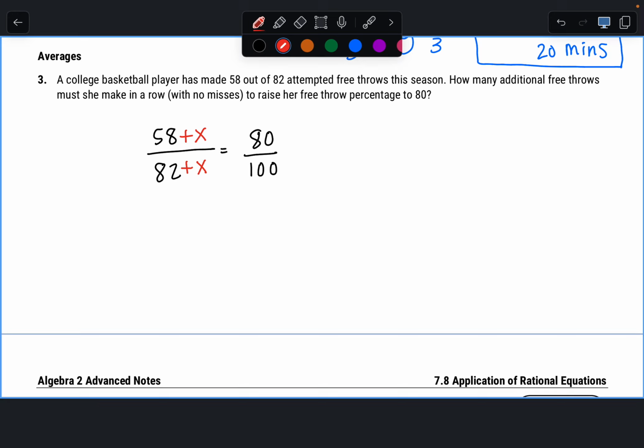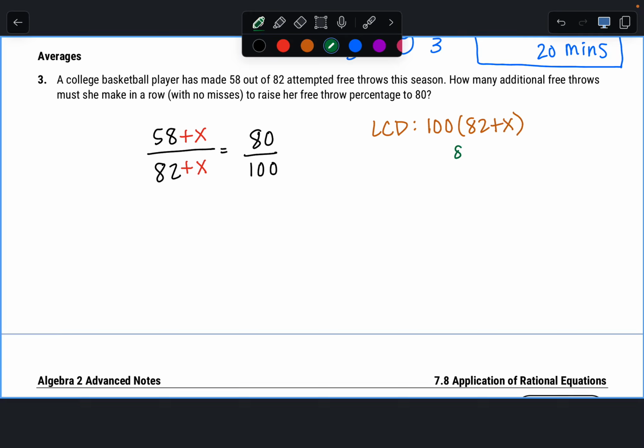Okay, now, easy peasy from here. We are going to get a common denominator and we're going to solve. So I'm going to go in and I'm going to say my LCD. Now, these do not look anything alike. So that means that they both have to be a part of my common denominator. So I'm going to have 100 and I'm going to have 82 plus x.